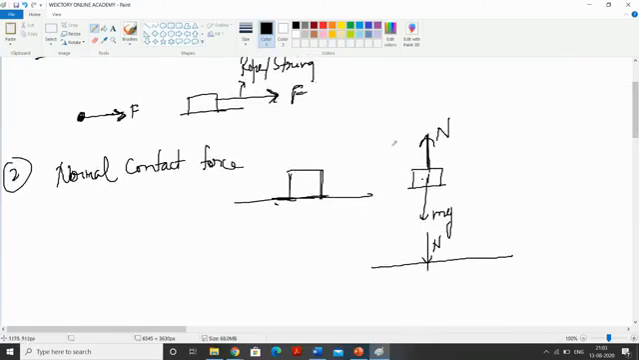Normal contact force is the force exerted by the surface on the block, and it always acts perpendicular to the surface. If the surface is at an angle theta and there is a block on it, the force will not act like this, that would be wrong. The actual normal contact force will be like this. Normal contact force always acts perpendicular to the surface.